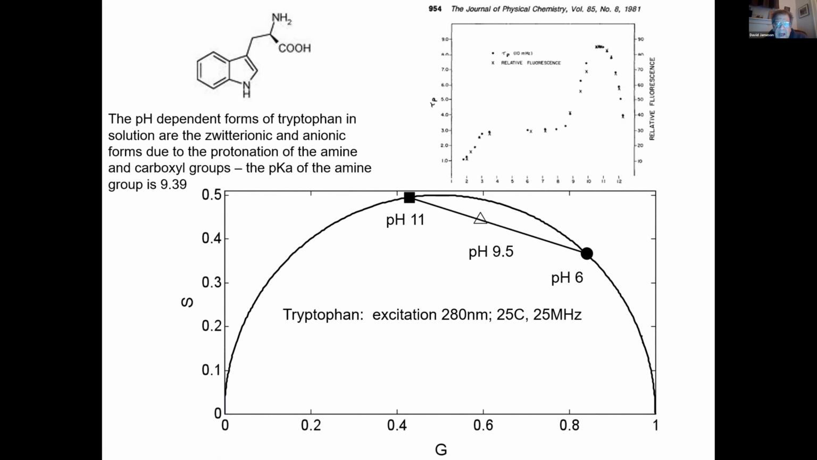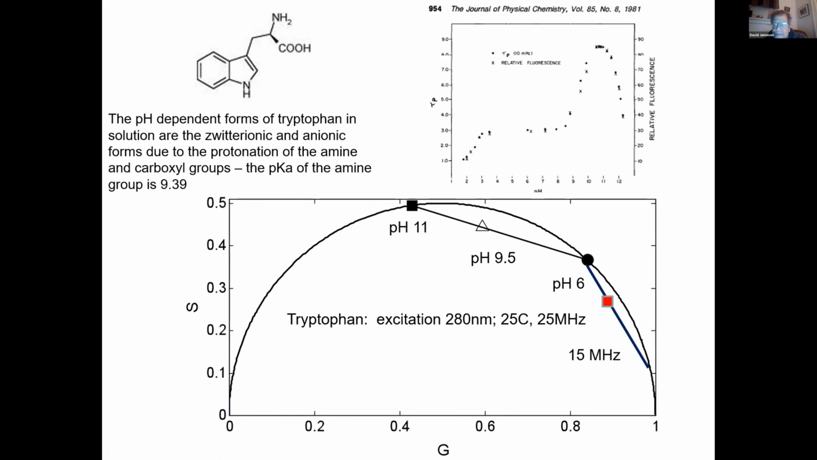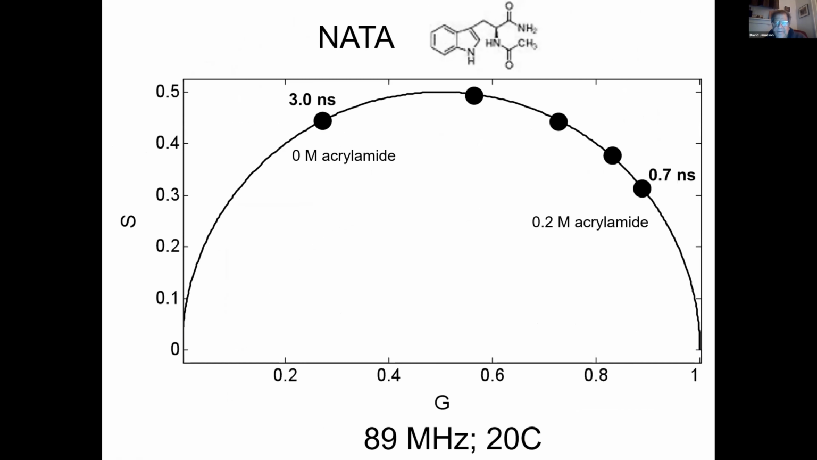So you can see at pH 11 you're on the universal circle, at pH 6 you're on it, and in between you just slide up and down with different pHs. That was done at 25 megahertz, and this shows you at 15 megahertz the same thing, but you see it better at 25. So you pick the frequency that's best. And I must say, it's amazing to me that the lifetimes you usually do in FLIM really work great with that 80 megahertz laser, but that's another story.